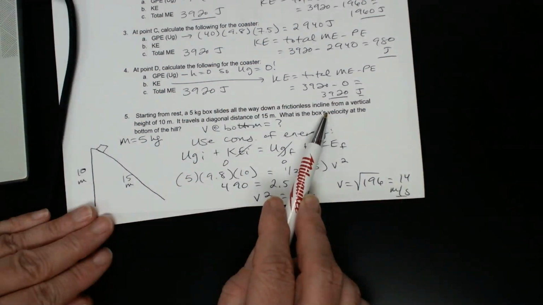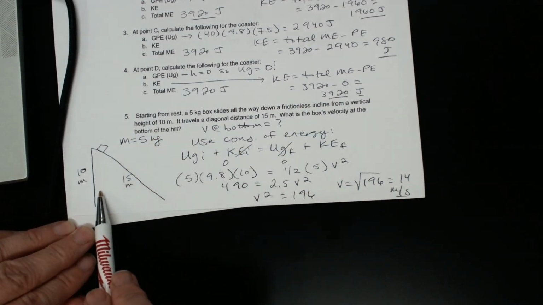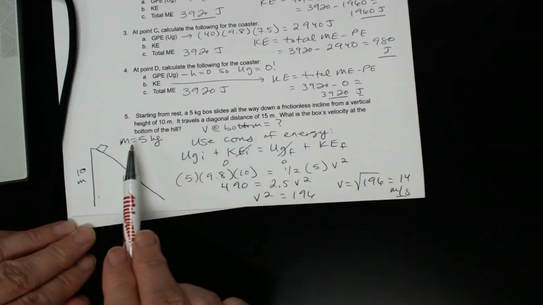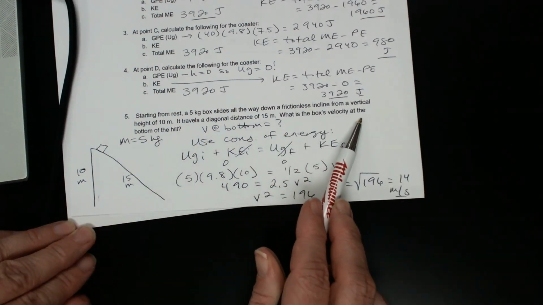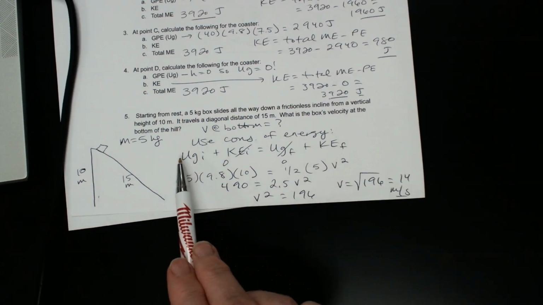All right, so number 5 says, starting from rest, a 5 kilogram box slides all the way down a frictionless incline from a vertical height of 10 meters. It travels a diagonal distance of 15 meters. What is the box's velocity at the bottom of the hill?